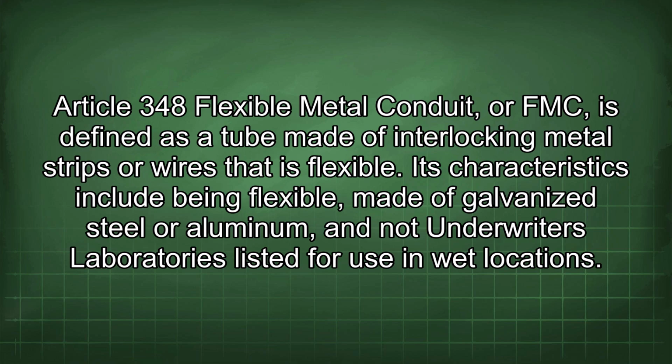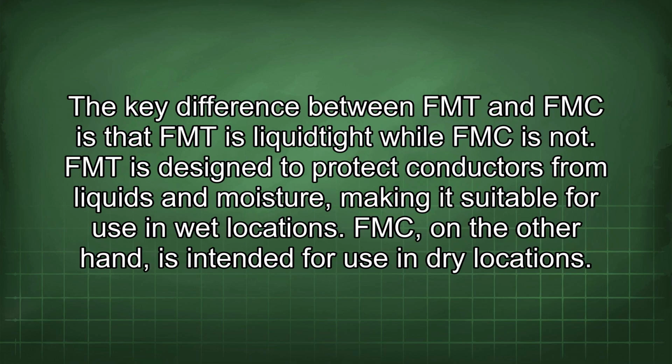Article 348 Flexible Metal Conduit, or FMC, is defined as a tube made of interlocking metal strips or wires that is flexible. Its characteristics include being flexible, made of galvanized steel or aluminum, and not Underwriters Laboratories listed for use in wet locations. The key difference between FMT and FMC is that FMT is liquid-tight while FMC is not.